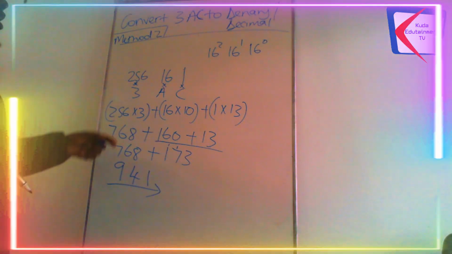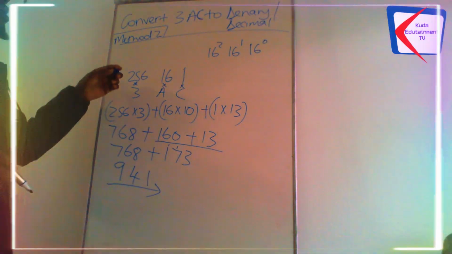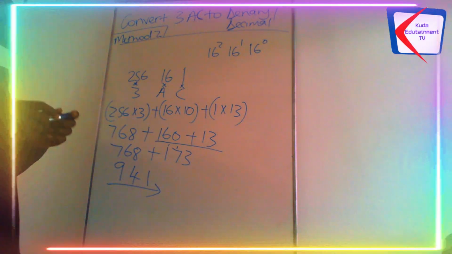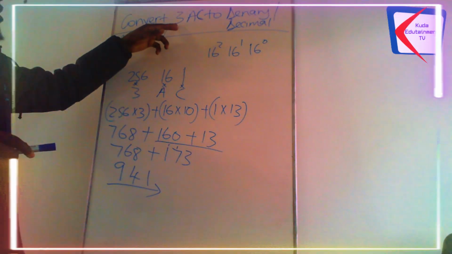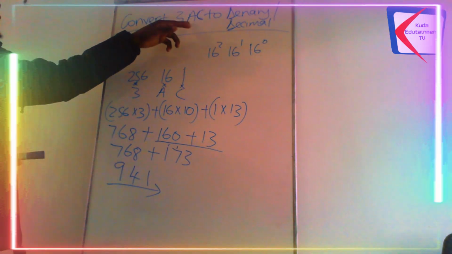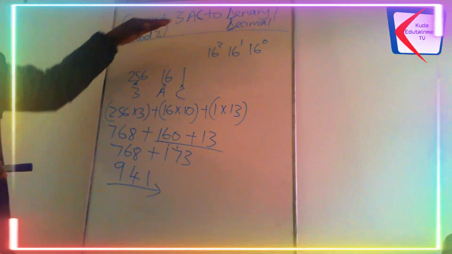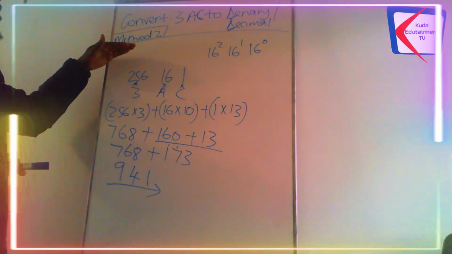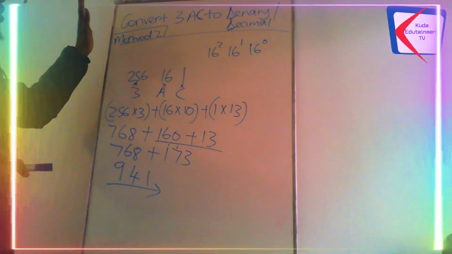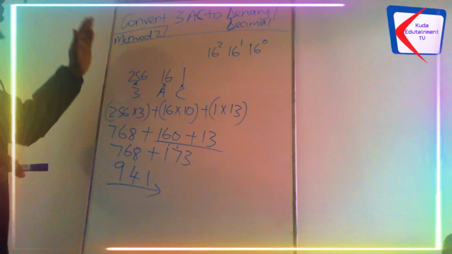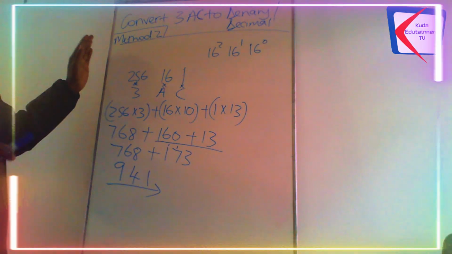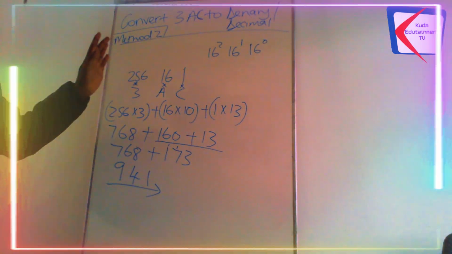So you can again use the other method, right? The other method is to first convert 3 into binary, A into binary, C into binary. Then you combine those binary numbers to come up with a 12-bit binary number. Then you write the corresponding binary units on top of that binary number. Then you consider all the units, right, that are switched on.